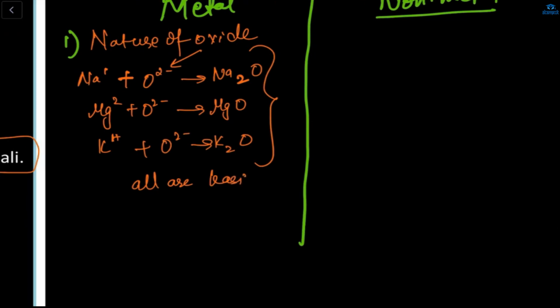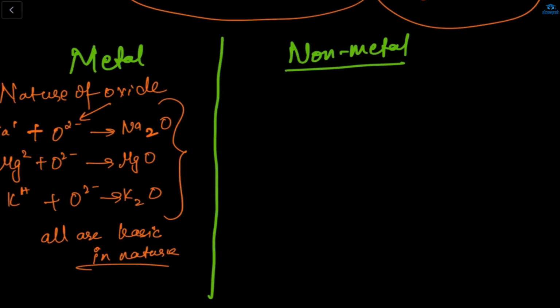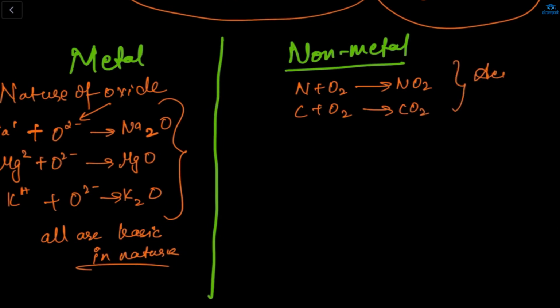That day also we discussed this part, that a metal oxide is always basic in nature. But here in the non-metals, all are acidic in nature. Let's take nitrogen. If it combines with O2, it will form NO2. C, if it combines with O2, it will form CO2. So all are acidic in nature.